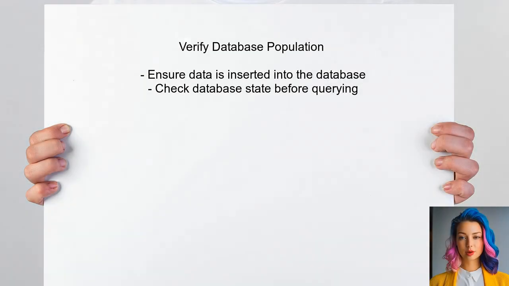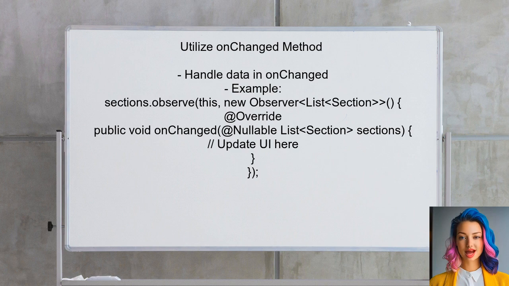The user should also verify that the database is being populated correctly. If the database is empty at the time of the query, LiveData will return null until data is inserted. Finally, the user can utilize the onChanged method to handle the data once it becomes available. This is where the user can update the UI or perform other actions with the retrieved data.